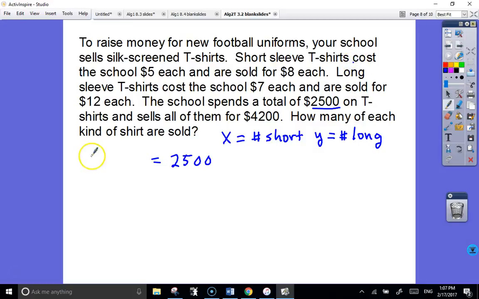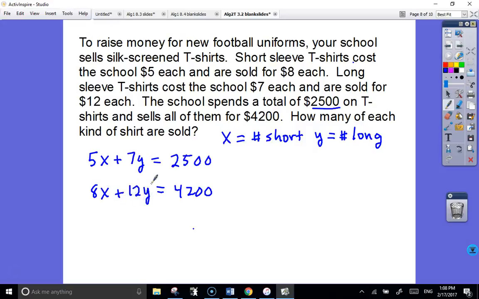$5. So that'll be 5x. And how much do they spend for the long sleeve? 7y. Okay, and it looks like they're going to make $4,200. They know that exactly, right? Maybe not realistic, but $4,200. And how much do they make from selling a short sleeve? 8. So 8x. And from a long sleeve, 12.